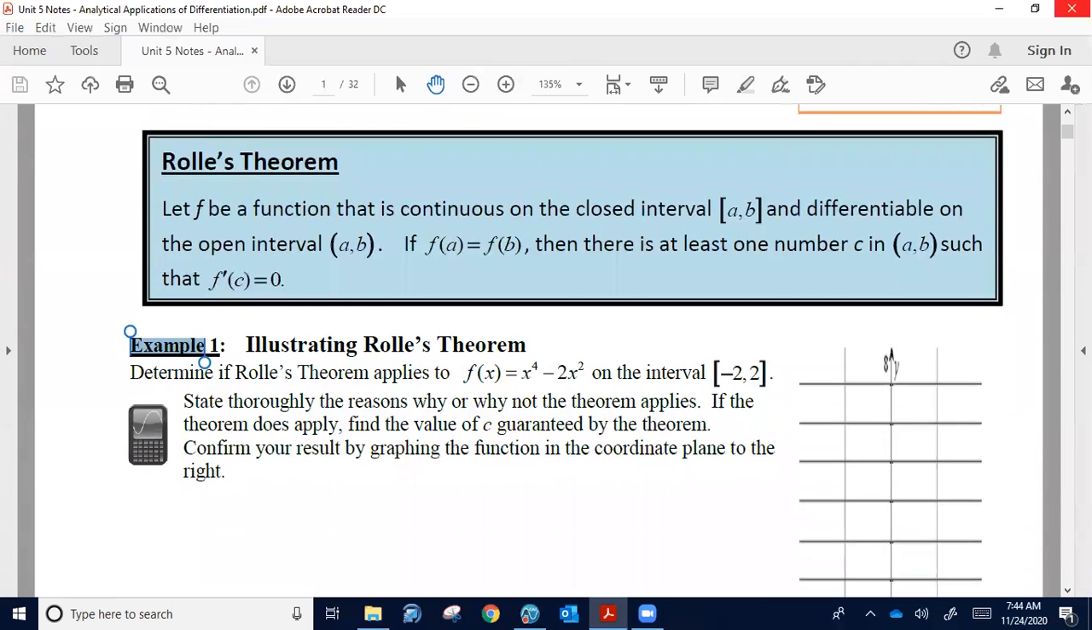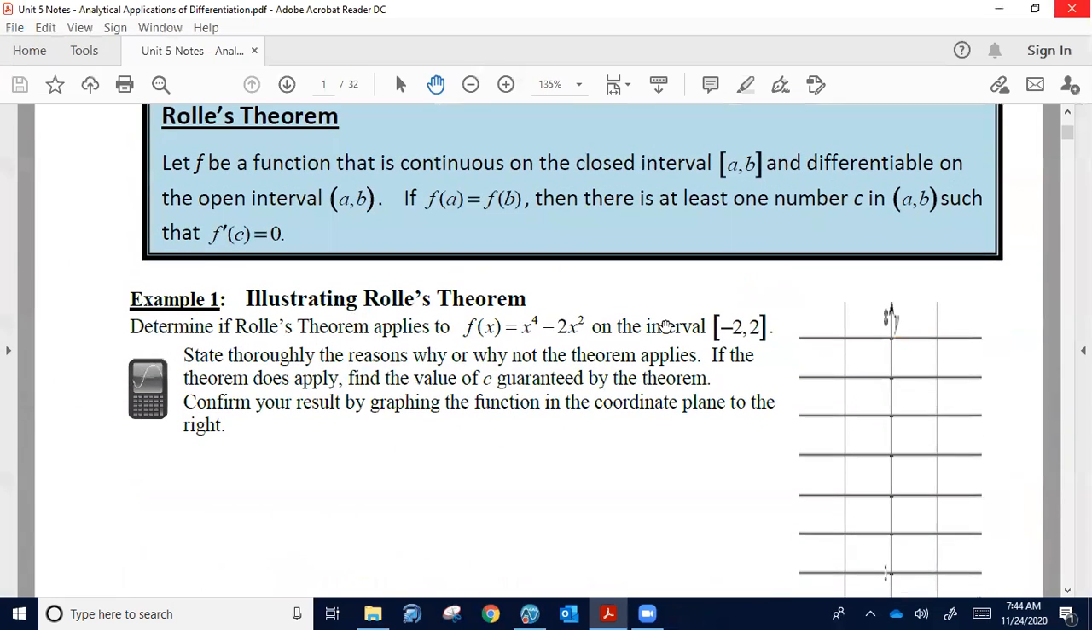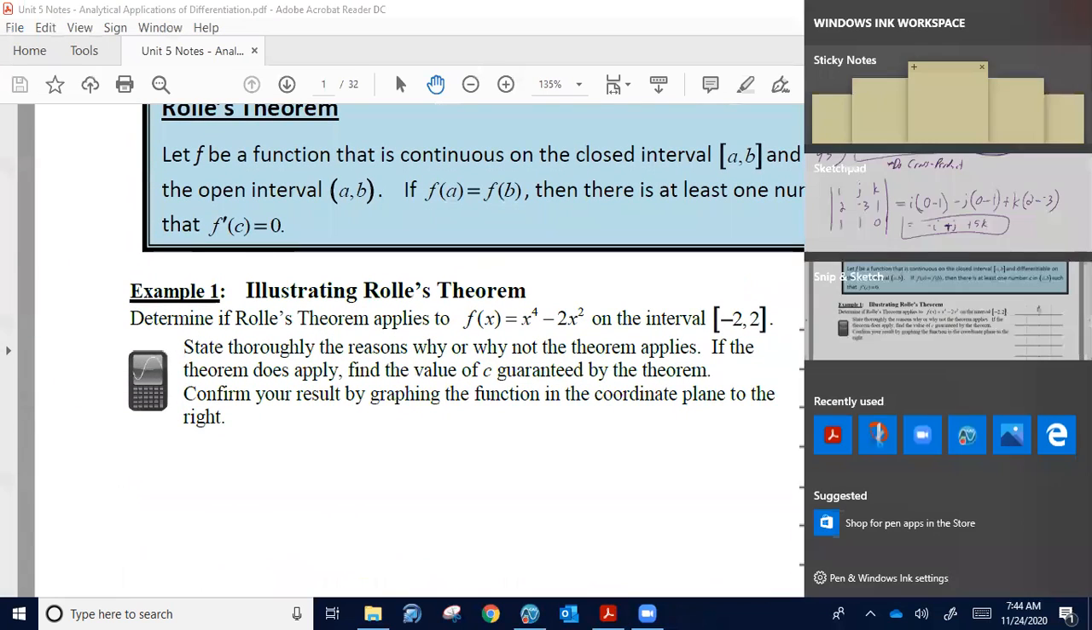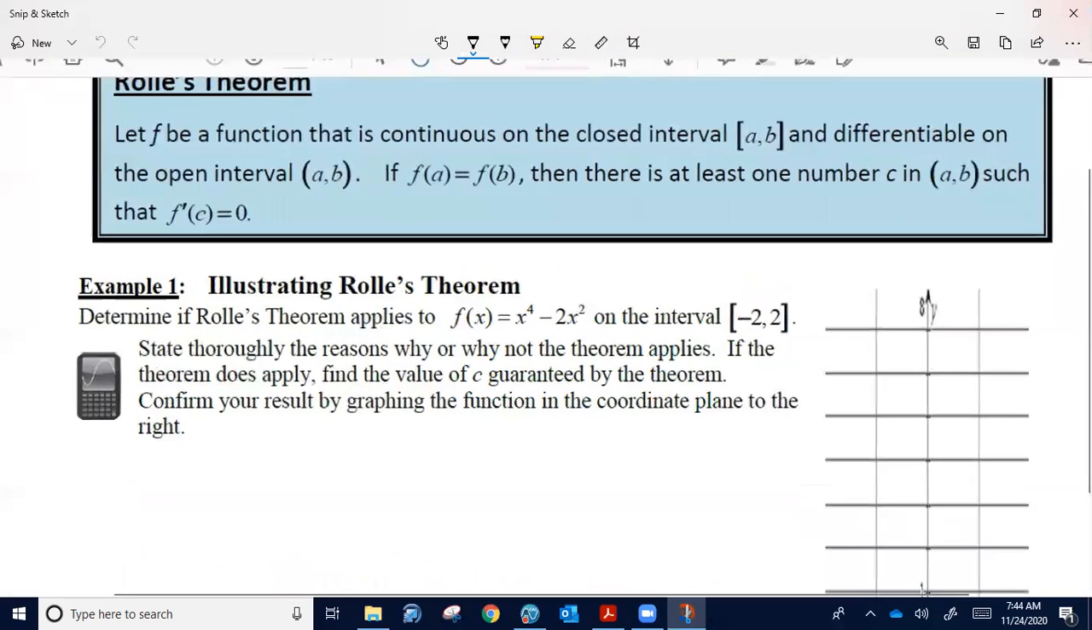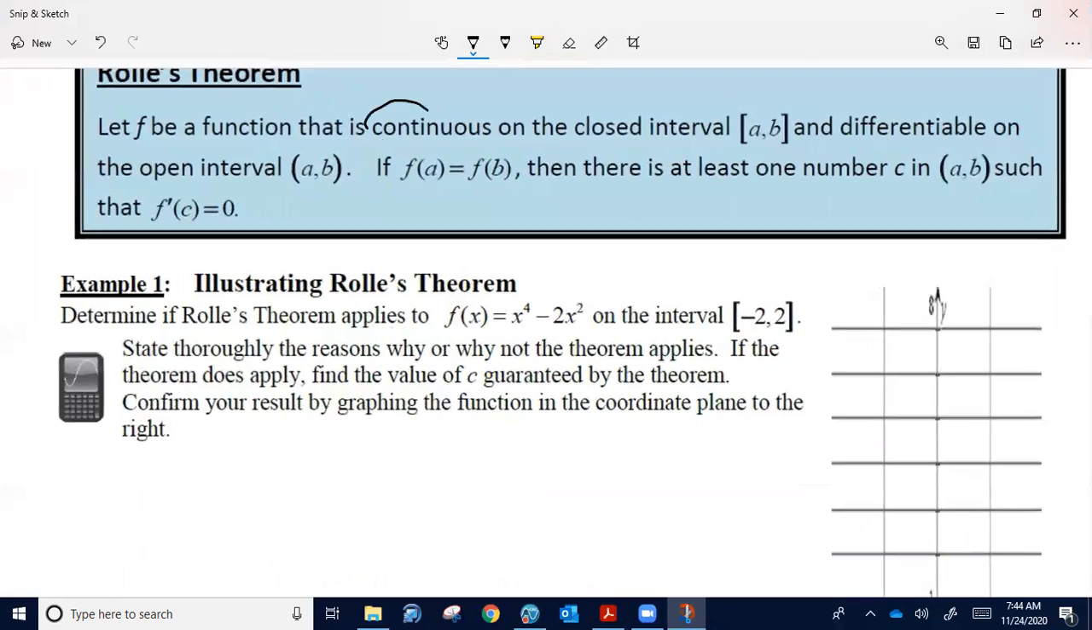And again, for Rolle's theorem to work, 3 things have to be occurring. You have to have 3 things going on. First thing, always in calculus, is we have to be continuous. Must be continuous. Second thing, you must be differentiable. Must be differentiable. If you're differentiable, you're going to be continuous. And the third thing, y values must match.